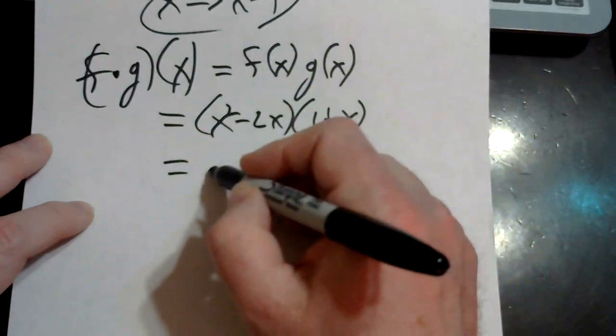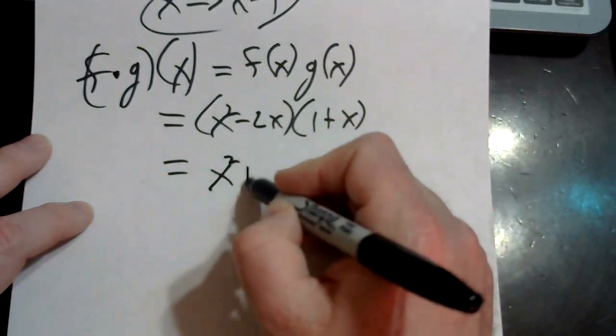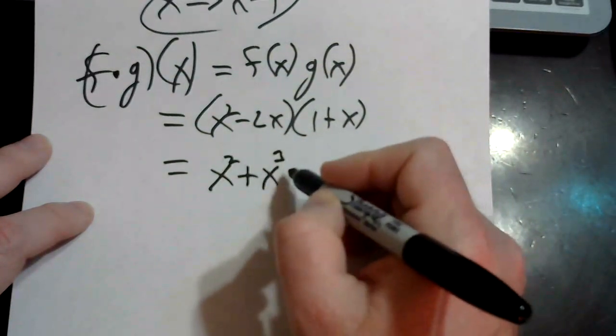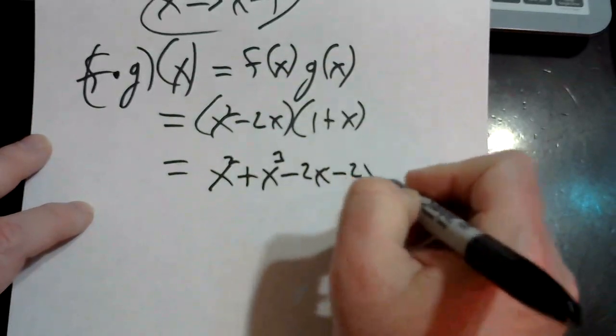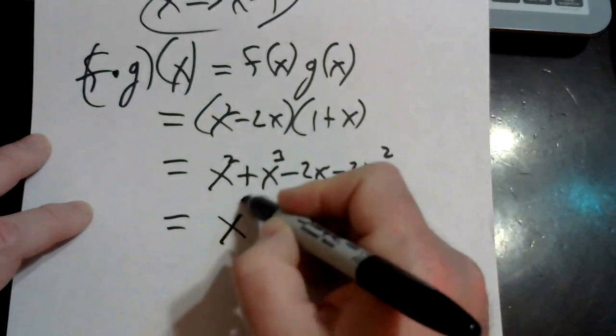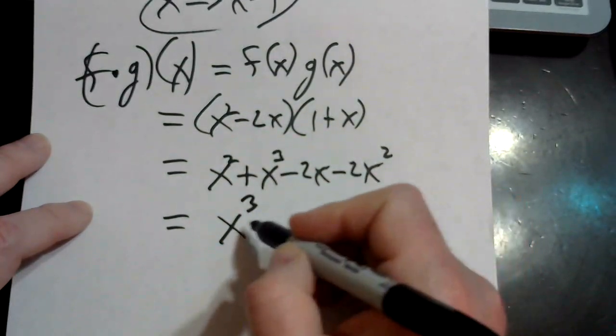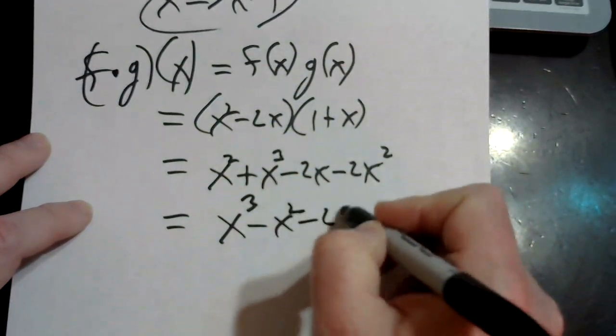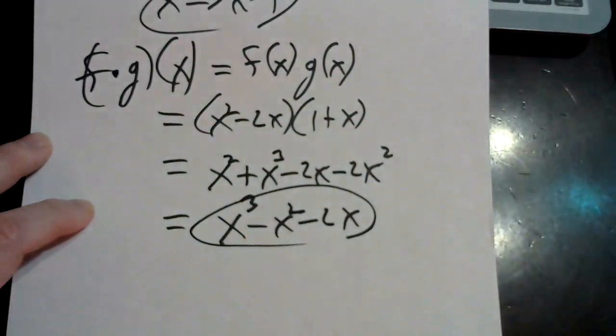So it looks like this one we're going to have to FOIL. The first is x squared, outer is x cubed, inner is minus 2x, and last is minus 2x squared. So I'm going to put my highest power first, x cubed, and then minus x squared, and then minus 2x. That's what it looks like it combines to.